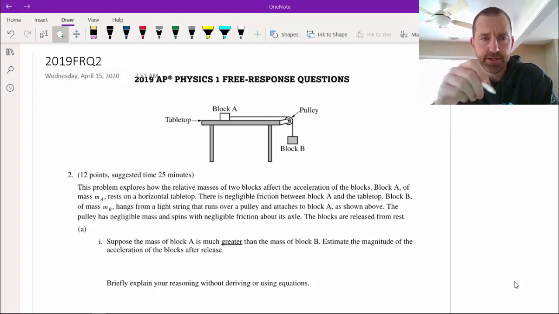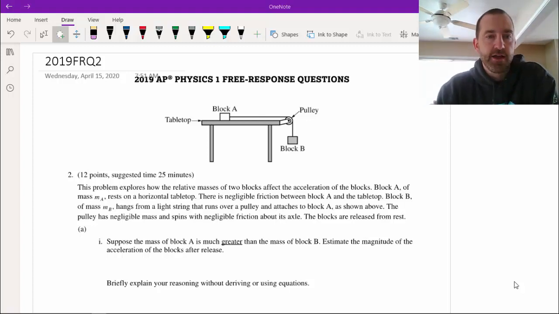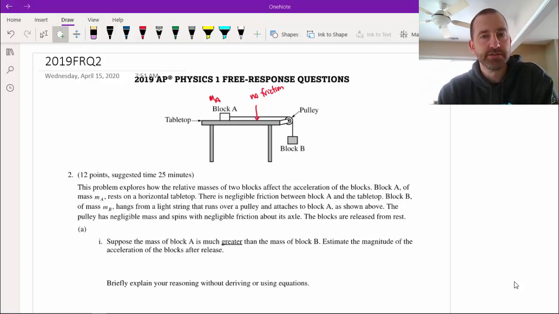So here it says that it's exploring the relative masses of the two blocks and how it affects acceleration of the blocks. Block A of mass MA, so go ahead and write in MA next to that. Well, that's kind of a given. As it rests on a horizontal tabletop, there's negligible friction between block A and the tabletop. So we can go ahead and say that there's no friction. Negligible means you can neglect it without any problem.